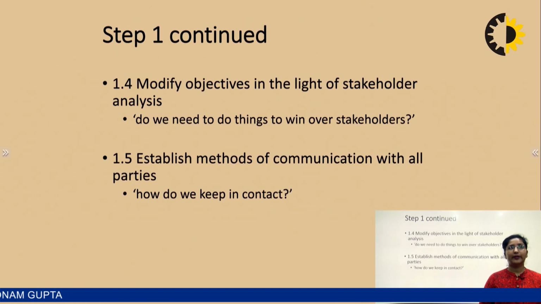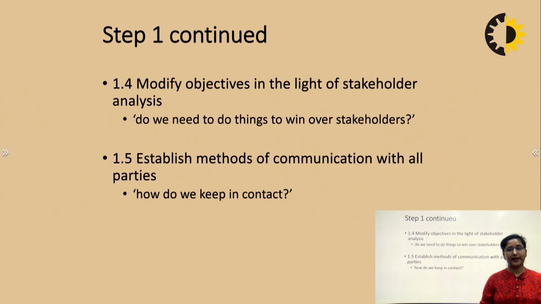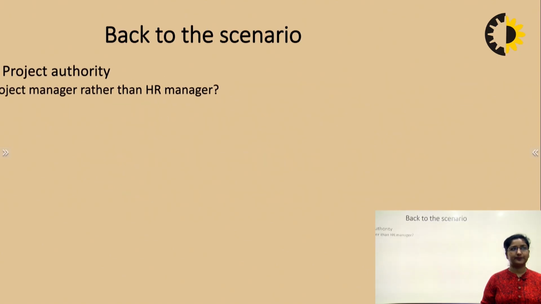Then modify any requirement, any review, any feedback or objectives in the light of the stakeholders. So, do we need to do the things to win over the stakeholders? What all things are required? How we are going to publicize our plan? This is required. Now, then we need to establish what mode of communication will be there with all the parties, how we are going to be in contact, whether we are going to be virtual, whether the meetings will be done at the client side or at the developer side. This needs to be decided as well.